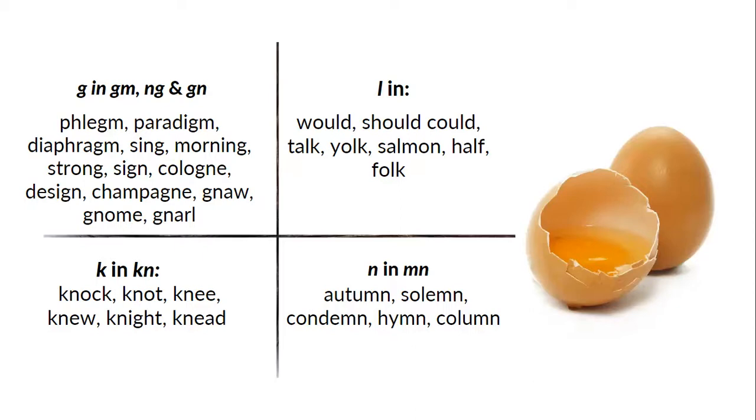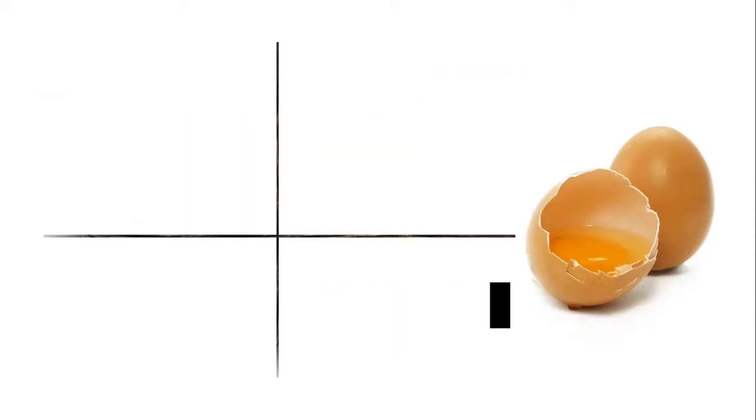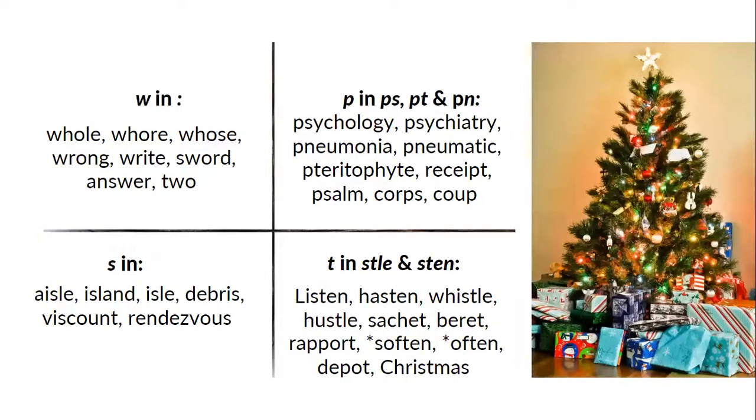Then N is silent in MN: autumn, solemn, condemn, hymn, column. Now remember the same thing I said about MB. If you have solemnization, in that word, the N will not be silent in MN. If you have condemnation, the N will not be silent. If you have hymnal, the N will not be silent. If you have columnist, the N will not be silent. So sometimes there are even no rules to know when it wouldn't be silent, but at least when you listen often, you know when to say the right thing.